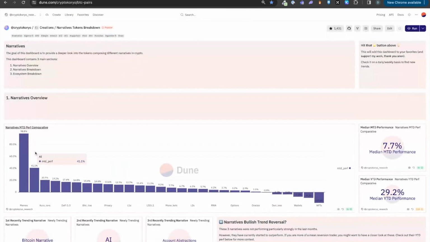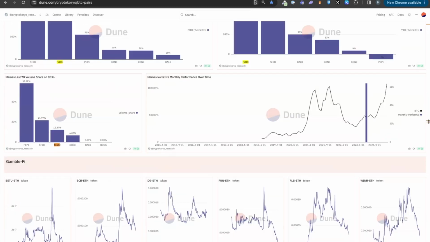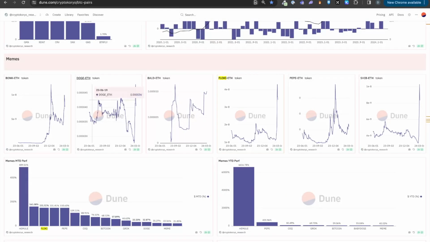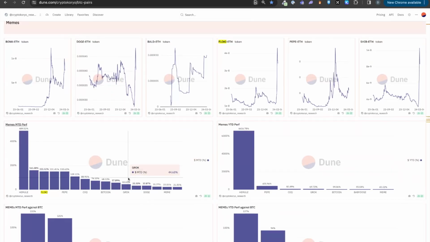So let's go on. We can talk about them briefly. Let's go on memes. So we can put here Floki, which brings us to the meme narrative. Here are a few of them compared to ETH. As you can see, great performance on Sheep, on Floki, on Bonk even, on Doge, etc. So really performing strongly. Recently, I've added a bunch of these. Let me open this so you can see better.